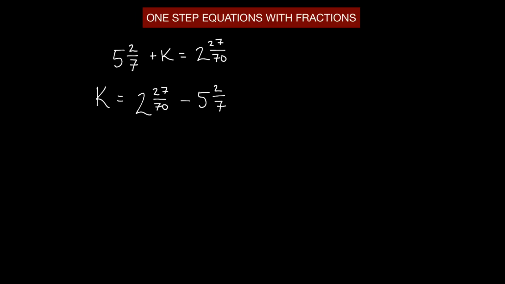Now we could convert this into top-heavy fractions, or we could do a trick that I like to do where we use vertically and crosswise. So first thing we're going to do is subtract the whole numbers. 2 minus 5 gives us -3. Now we're going to do vertically and crosswise with just the fractions themselves. So we get 27 times 7 minus 2 times 70 over 70 times 7.